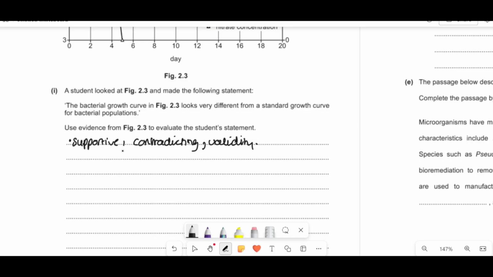Supportive statements are things that are supporting them, as in what in this data shows exactly what this person is saying. This person is saying that this figure is very different from a standard growth curve, right? So every point that's for it, all right? And then you need to show why.